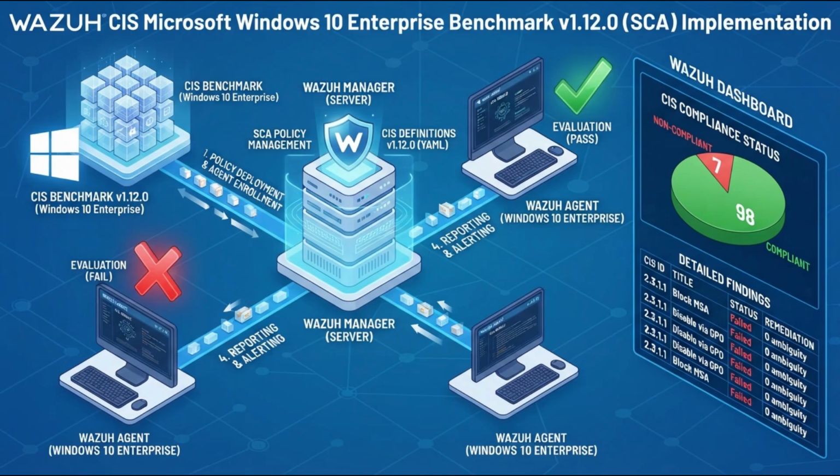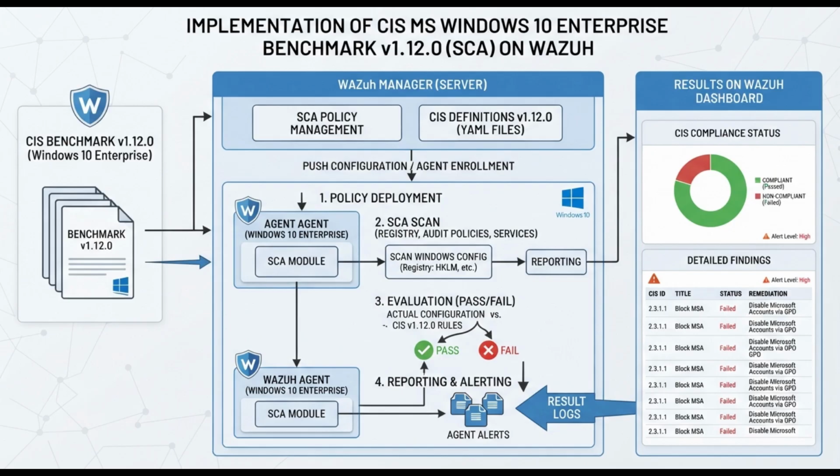The CIS Microsoft Windows 10 Enterprise Benchmark v1.12.0 script is a script, often in PowerShell or Group Policy Objects (GPO), used to configure the security settings of the Windows 10 Enterprise operating system to meet the standards of the CIS, Center for Internet Security, an internationally recognized nonprofit organization for best practices in IT hardening. Key details of this script and benchmark version are as follows.